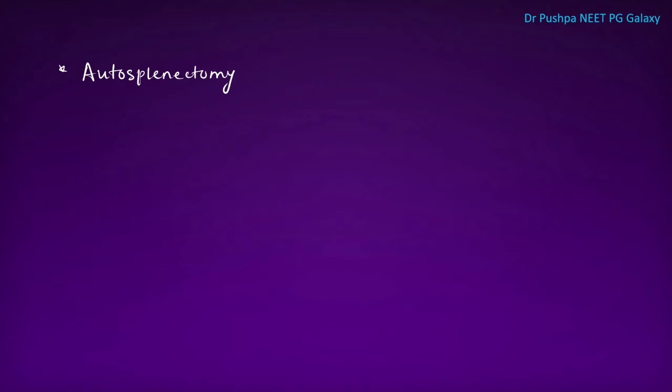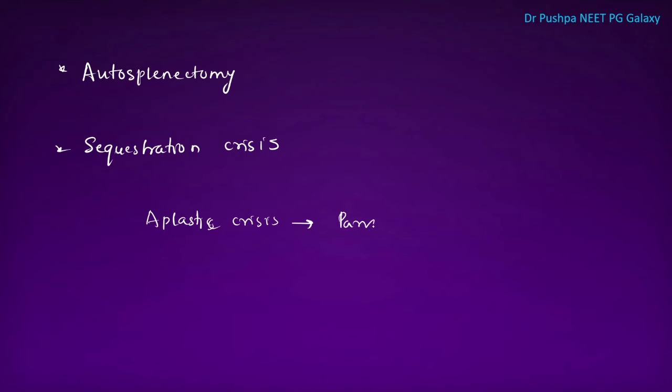Similarly, this sickle cell can cause increased sequestration in the spleen, which causes sequestration crisis. Sequestration crisis occurs in sickle cell anemia, whereas there is one more terminology called aplastic crisis. This occurs in infection with parvovirus B19 virus.